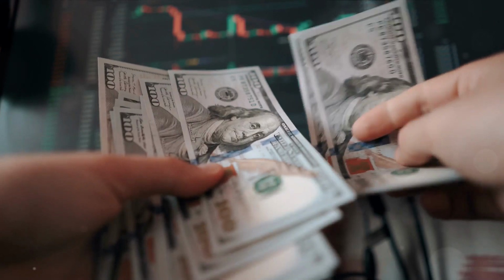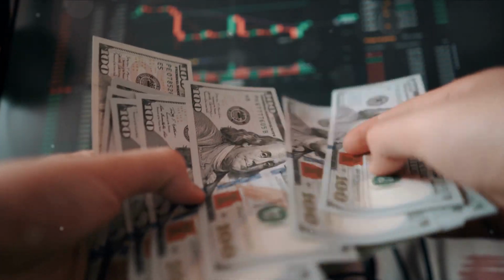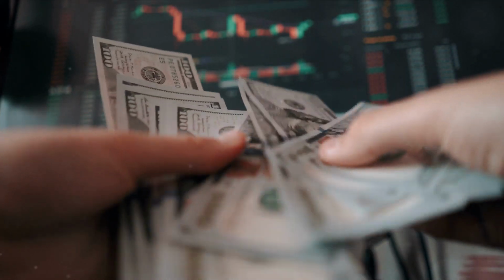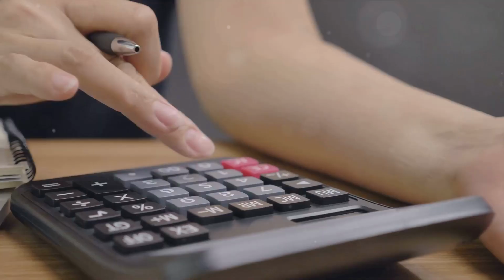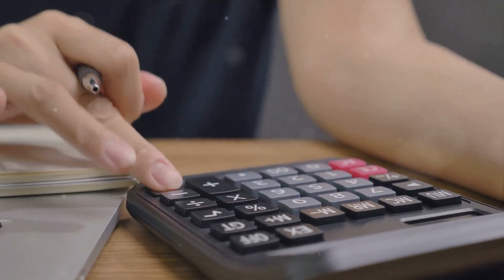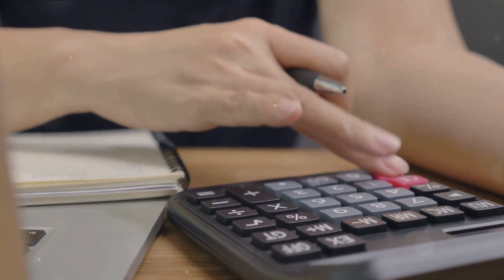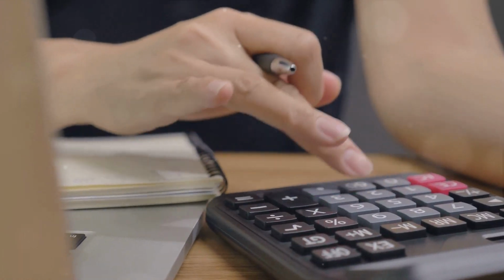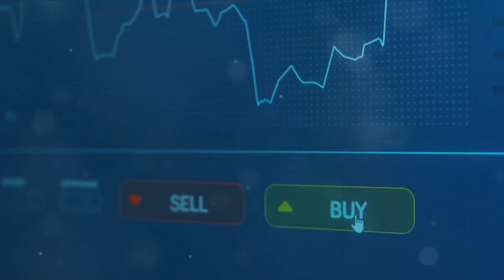Lastly, you need to calculate the total amount. This is the total value of the shares being sold and is calculated by multiplying the quantity by the execution price. So, selling 100 shares at $49 each results in an amount of $4,900.